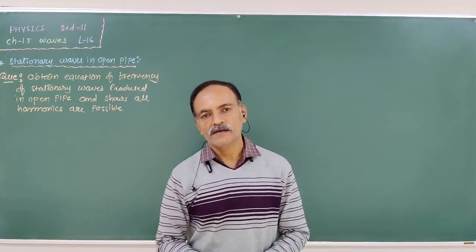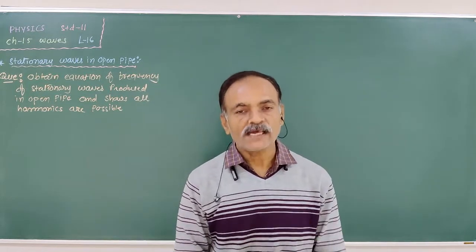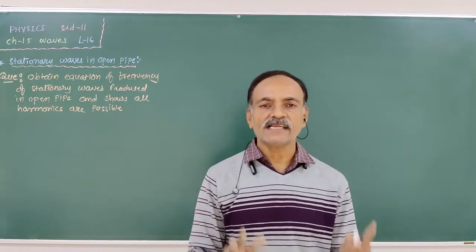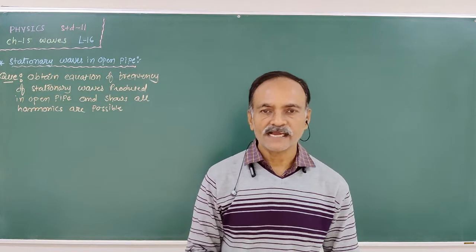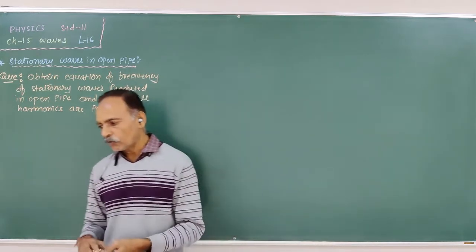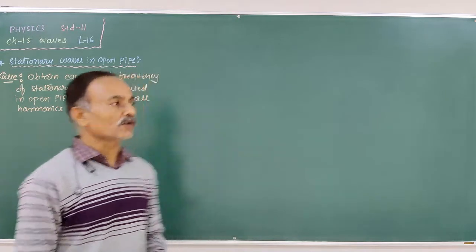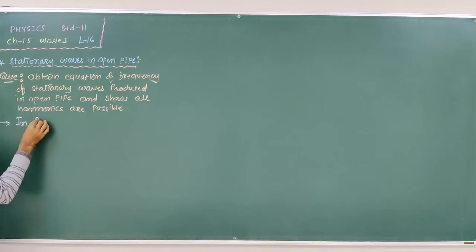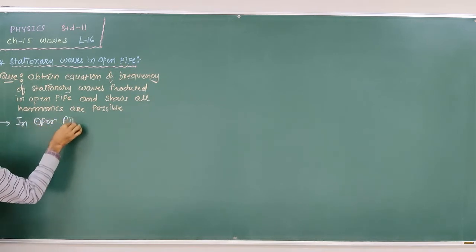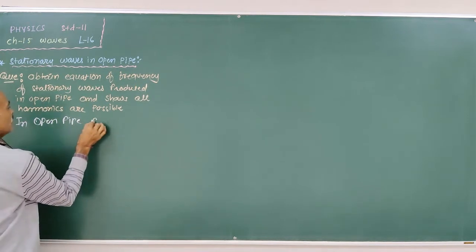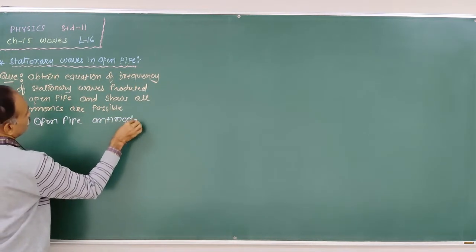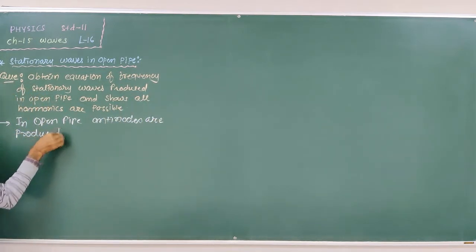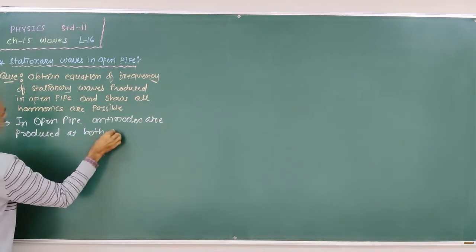Both ends are open. Therefore, the points at both ends have the maximum amplitude. Therefore, both ends act as antinodes. In an open pipe, the antinodes are produced at both open ends.